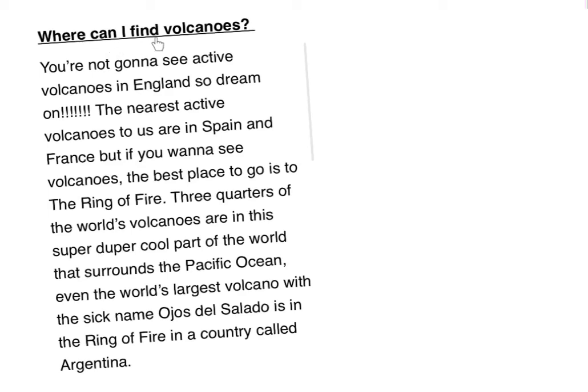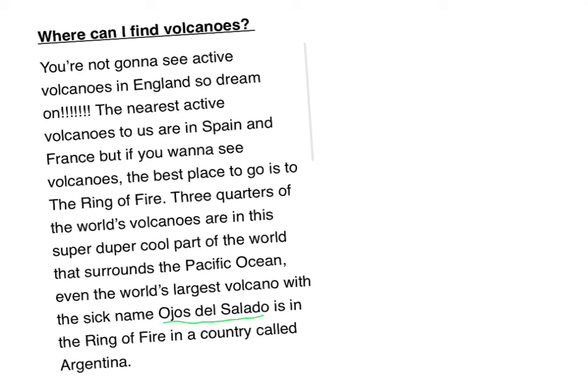Okay, where can I find volcanoes? You're not going to see active volcanoes in England, so dream on. The nearest active volcanoes to us are in Spain and France, but if you want to see volcanoes, the best place to go is the Ring of Fire. 3/4 of the world's volcanoes are in this super duper cool part of the world that surrounds the Pacific Ocean. Even the world's largest volcano, with the sick name Ojos del Salado, is in the Ring of Fire in a country called Argentina.